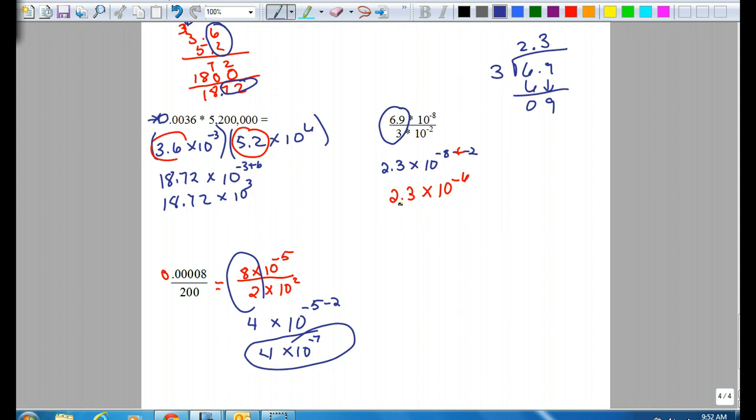Now, my big question for you is this standard scientific notation? Is this number between 1 and 10? No, it's not. So the thing I have to do with this is I'm going to have to move that decimal over 1. When I move it over 1, what do you think happens to this? It's going to go up 1, okay? So this will be 1.872 times 10 to the 4th. And that's my final answer.